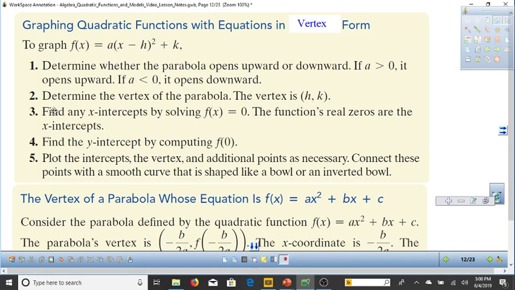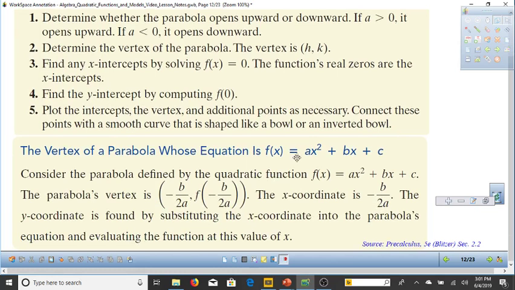Find your x-intercept by plugging in 0 for y and solving for x. And find your y-intercept by plugging in 0 for x, in other words, finding f(0). And then you plot all of those points. If you need additional points, you need at least 3 points to plot the graph of a quadratic, and preferably more, such as 5.